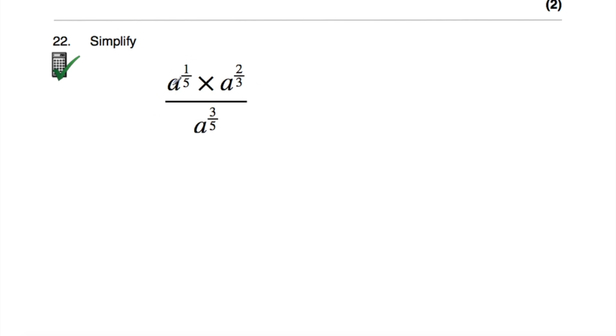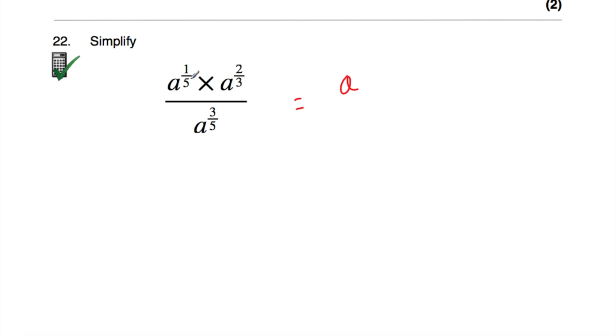So question number 22, we've got this, a to the power of a fifth multiplied by a to the power of 2/3 divided by a to the power of 3/5. And in terms of this question, it looks quite daunting to begin with, but we're just going to use the laws of indices. That's actually quite nice. It's a calculator question. So in terms of this, let's deal with the numerator to begin with. So we're going to have a to the power of, and then in terms of our powers, we've got to the power of a fifth and to the power of 2/3.